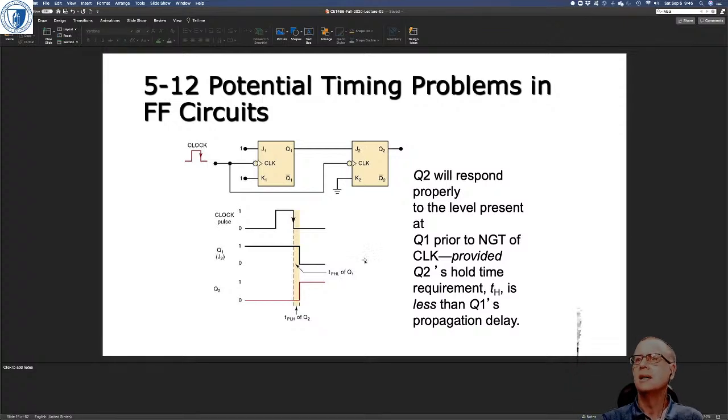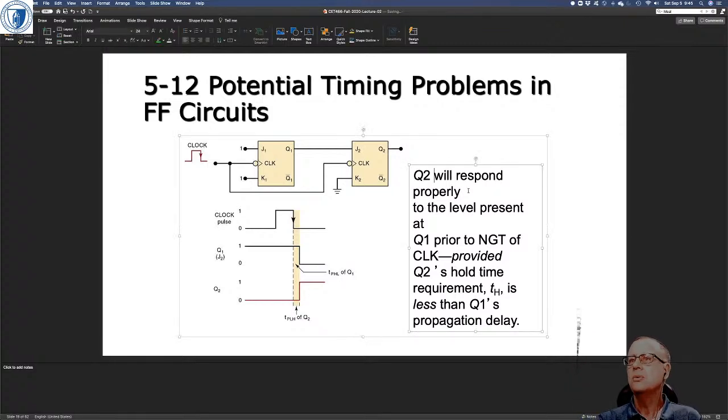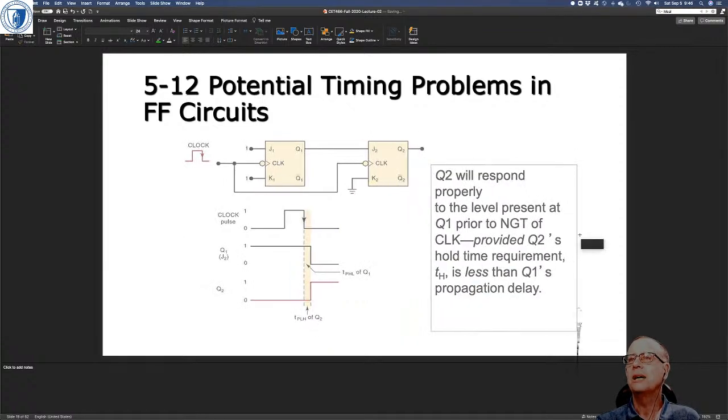So what's this saying? Q2 will respond properly to the level present at Q1 prior to NGT of clock, provided Q2's hold time requirement is less than Q1's propagation delay. Now, let's see if we can unpack what that means.